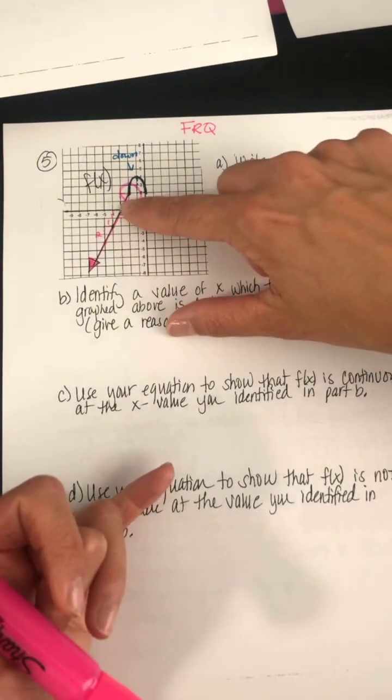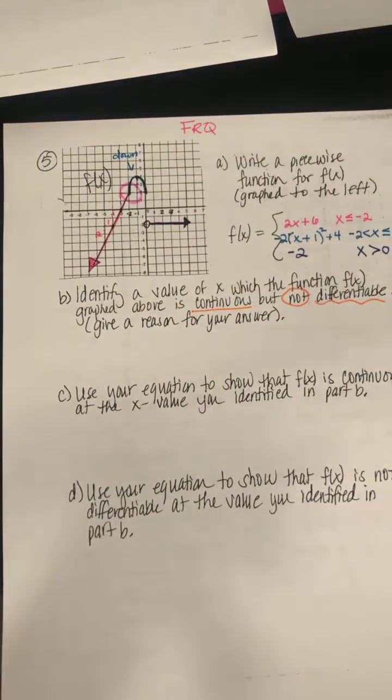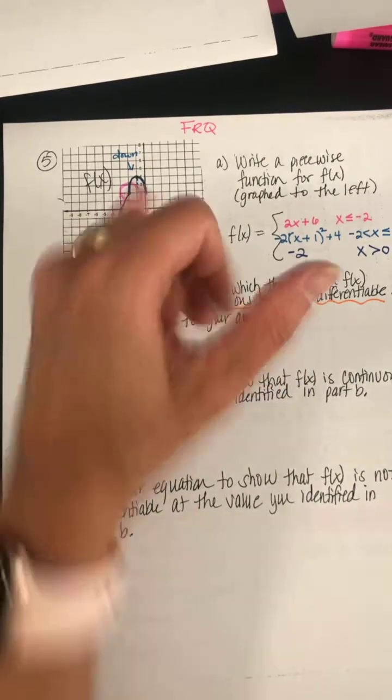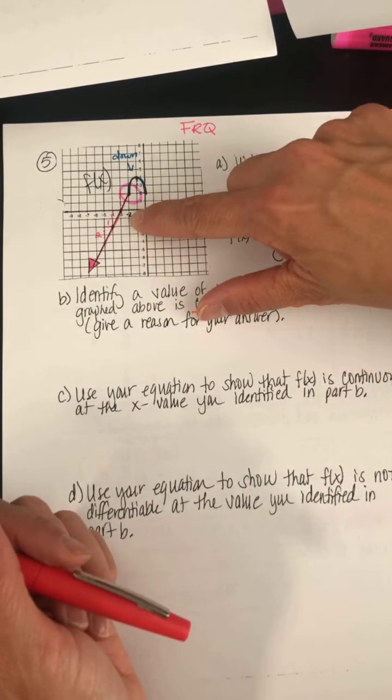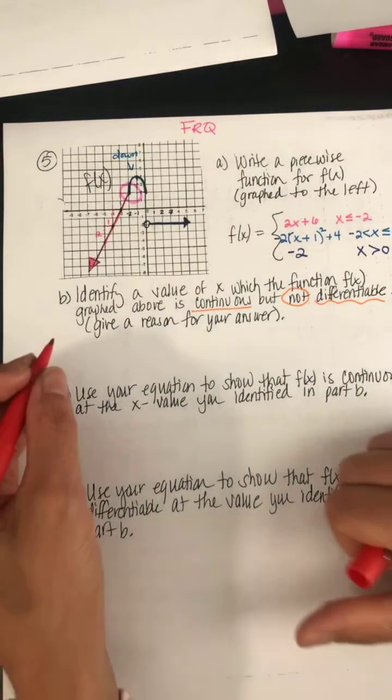But the slopes from the left and the right are very different. So the derivatives are not going to be in agreement there. So it doesn't exist there. Okay, so this is where it is continuous but not differentiable. So that x value is -2. So this is how I would write that up.